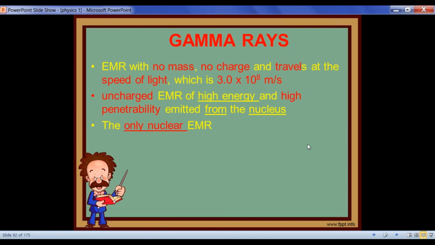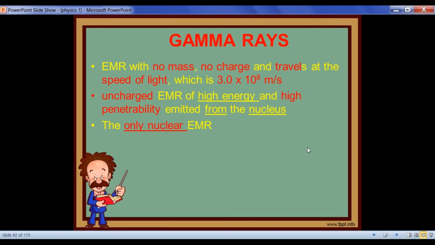So, gamma rays is the only nuclear electromagnetic radiation. Lahat po ng klase ng electromagnetic radiation, which we will discuss further in this discussion, ay galing po sa orbits or sa shells. Lahat naman po ng galing sa nucleus na particles ay kinoconsider na particulate type of radiation. Pero, ang gamma is an exception. It also comes from the nucleus, but it is not considered as particulate.